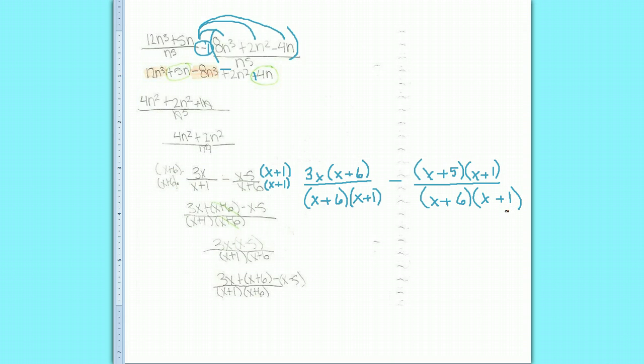Okay, so now what we want to be careful of, and this one's a tricky one. I know in Class Connect I was saying to keep everything factored, and this really just takes some practice to know when to leave it factored and when not to leave it factored.